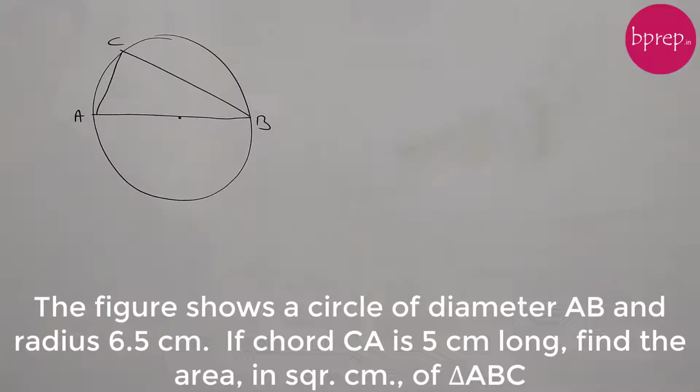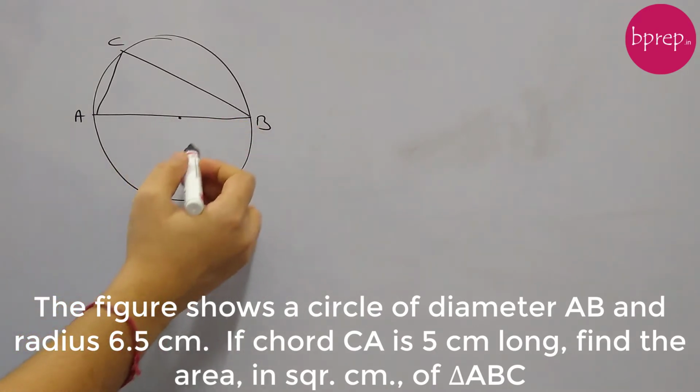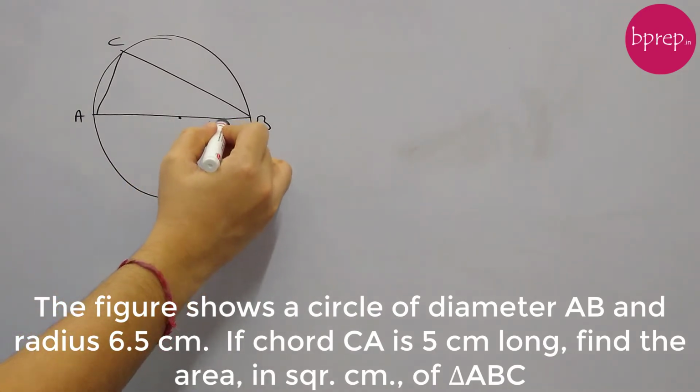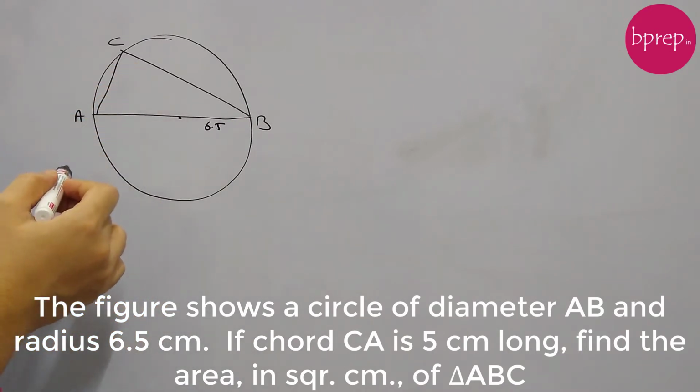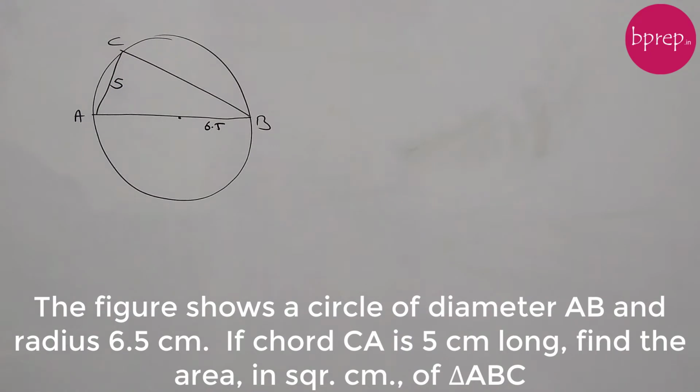Let's start. The figure shows a circle of diameter AB and radius 6.5 centimeter. If chord CA is 5 centimeter long, find the area in square centimeter of triangle ABC. Okay, so here we know the radius is given, it is 6.5, and one side AC is given, which is 5. This chord is 5. Okay, we need to find the area of this triangle.